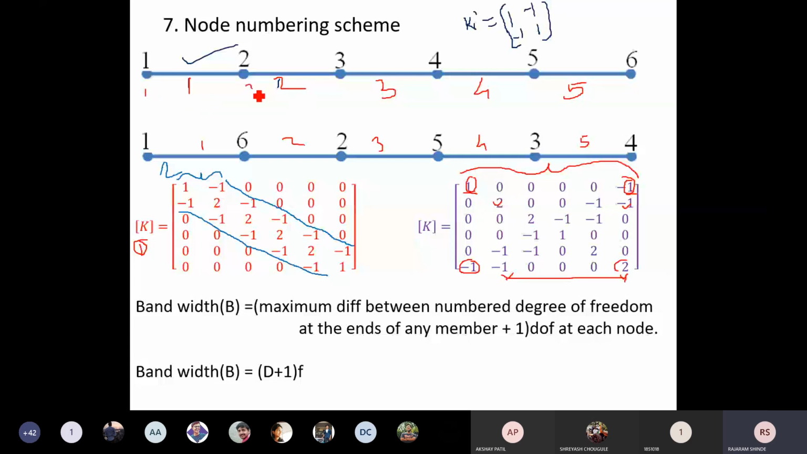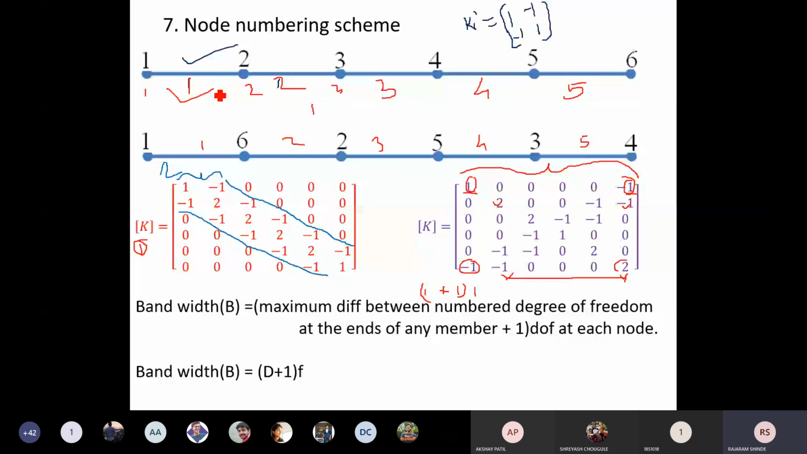Now see here, in the first case, this is the first degree of freedom, this is the second, this is the third, fourth, fifth, sixth. If you observe the maximum difference between the degrees of freedom of any element, it is 1. Next, plus 1, into the degrees of freedom per node. Degree of freedom per node for this case is 1. So 2 into 1, 2 is the bandwidth for the first case.